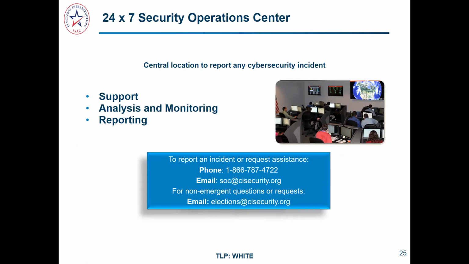So if you have an incident, there's an 800 number. We'll show it 1,000 times on this call, 866-787-4722, or you can email soc@cisecurity.org. They're able to provide support, any sort of questions you might have about a cybersecurity issue, any reporting you might have that you want to make us aware of. It's a great place to contact. And if it's not something that's an emergency, you can always also contact us in the elections inbox at elections@cisecurity.org.